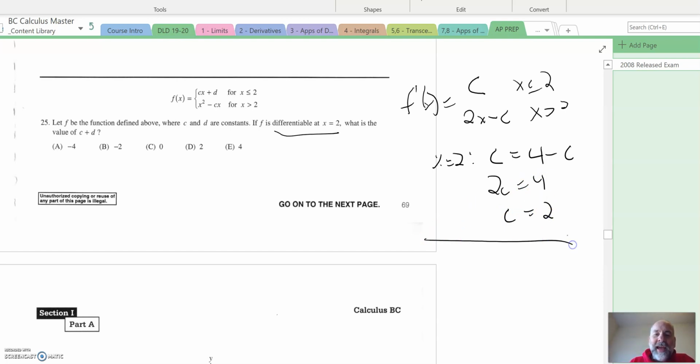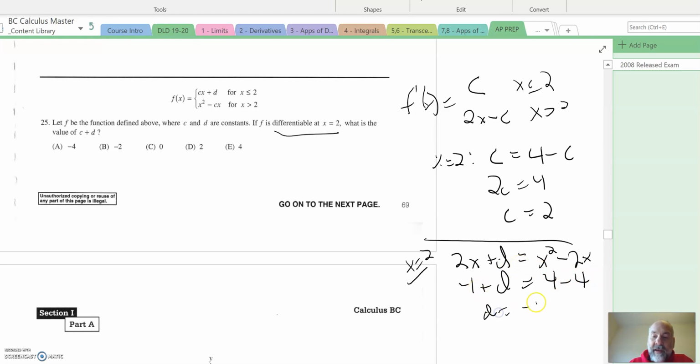So we have to look at continuity to make sure it's also continuous. So we know c is 2 now. So 2x plus d has to give me the same value as x squared minus, I'm plugging in 2 for the c's, 2x. When x is equal to 2, these have to be the same. So 4 plus d has to be equal to 4 minus 4, which is 0, right? Because x is 2. Yep, that makes sense. And so d is negative 4. So c plus d looks to me like it's negative 2. Got an answer? Moving on.